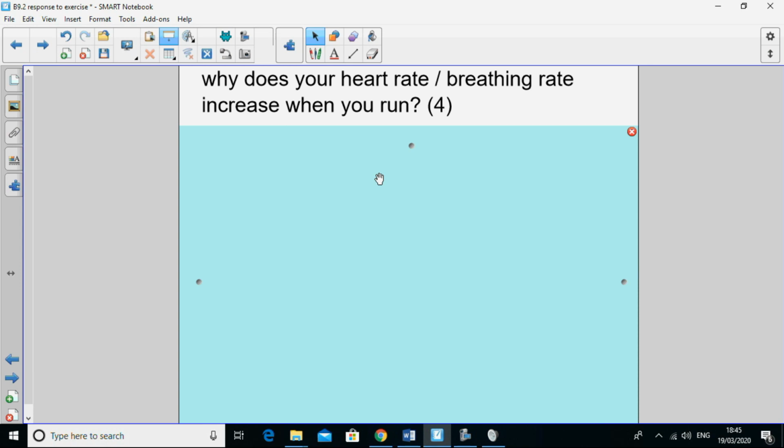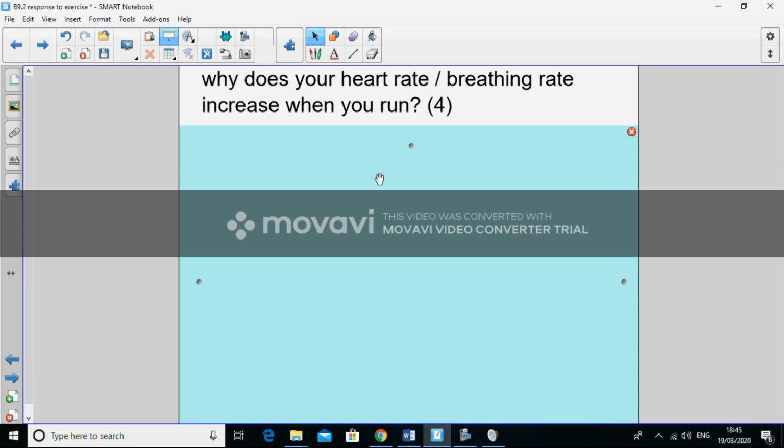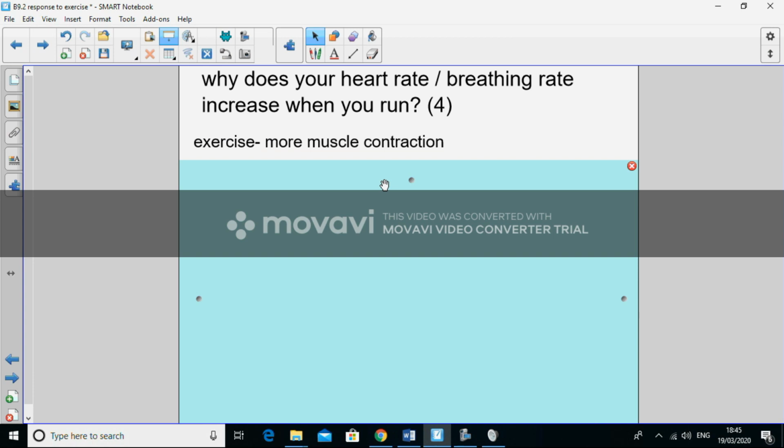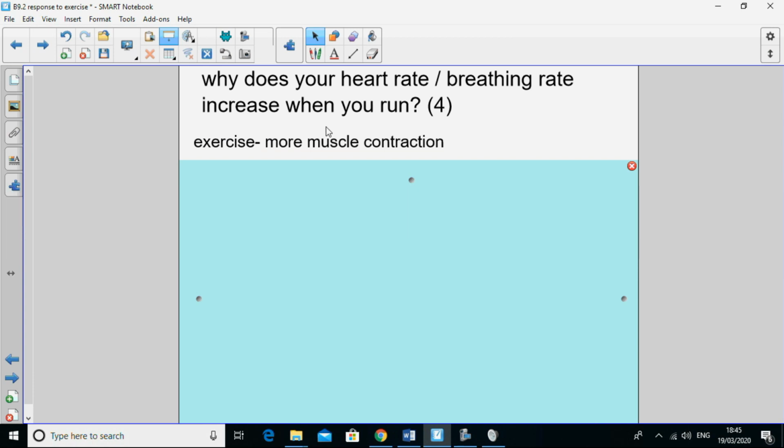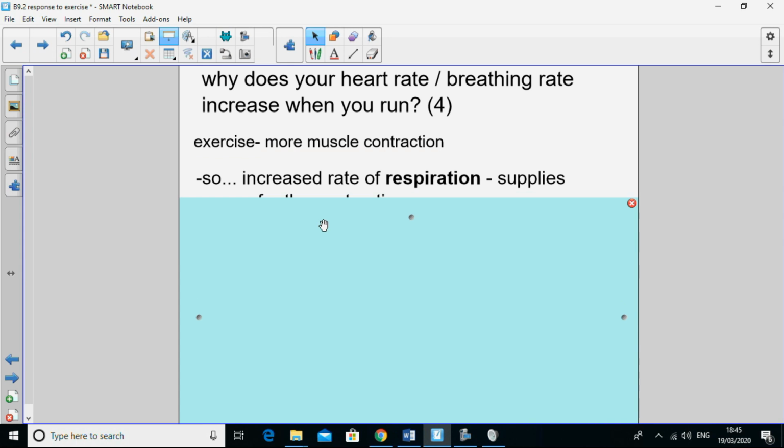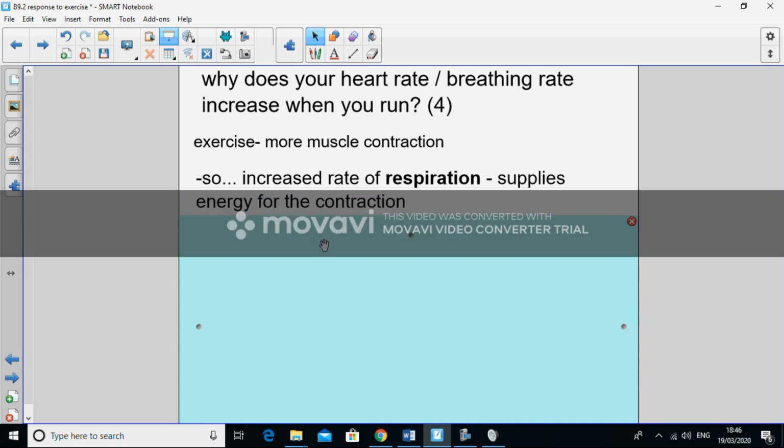Okay, so you've clearly paused the video and done that. You're now going to look at your answer and see, this is what I think the answer would be. So firstly, what is exercise? Exercise or running is muscle contraction. That needs energy, so we need an increased rate of respiration to supply the energy for that contraction. Now, what do we know about respiration? It needs oxygen and sugar.